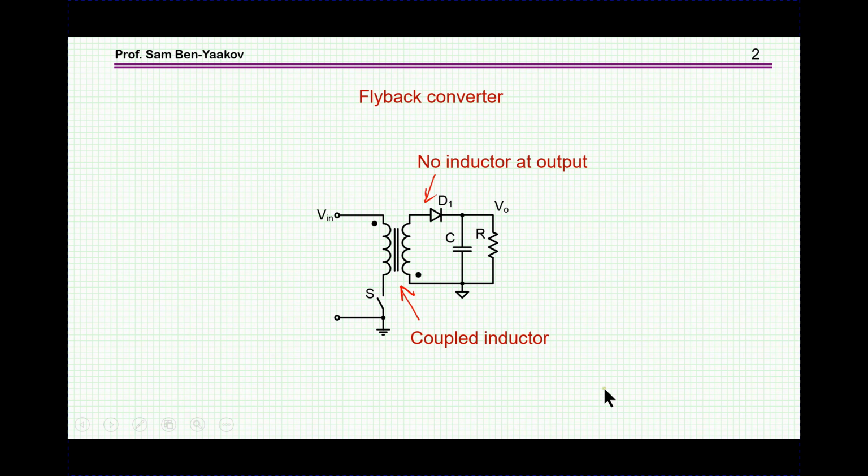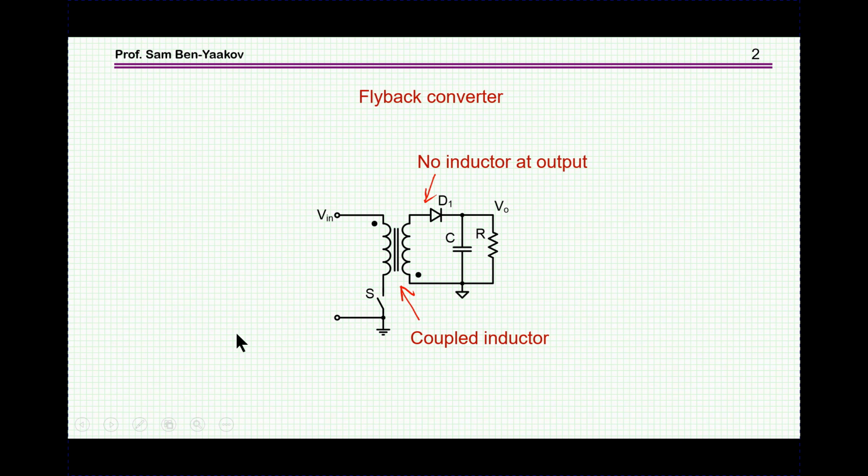A flyback converter includes a coupled inductor. This is not a transformer. It looks like a transformer, and we have no other symbol for it, but it's a coupled inductor, meaning that energy is stored in it and then it's moved to the output. So this is a coupled inductor.